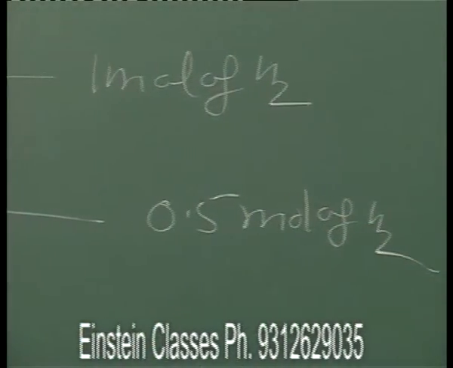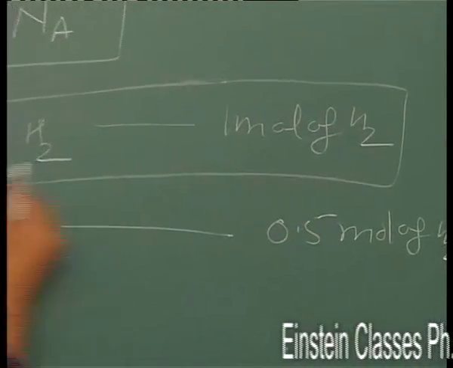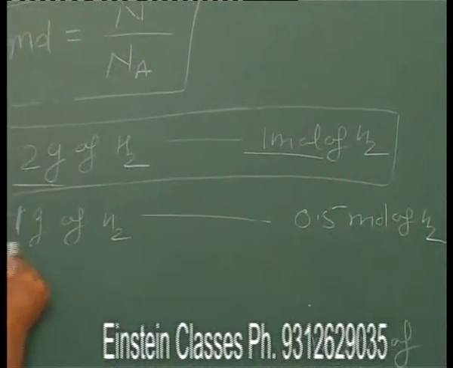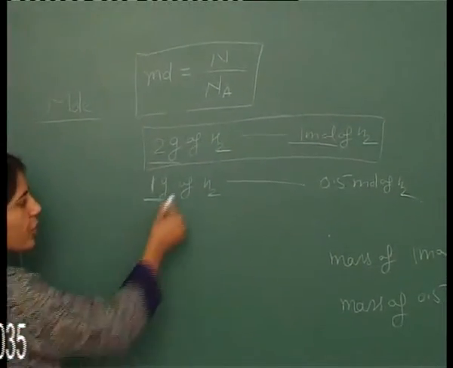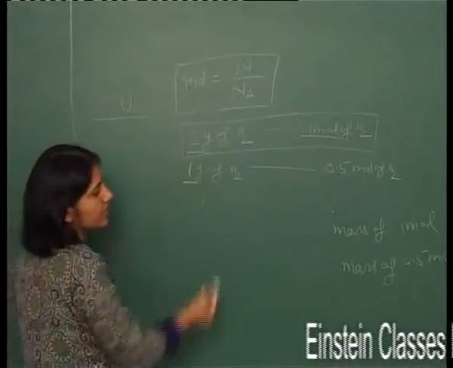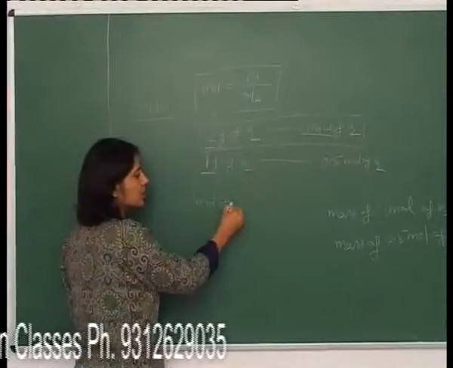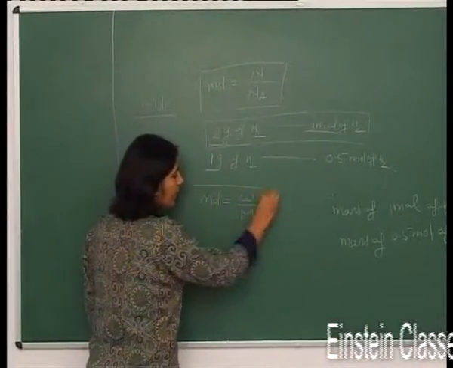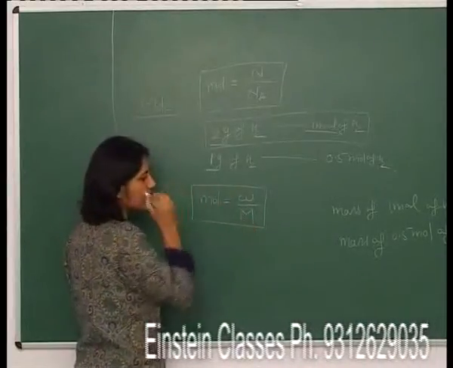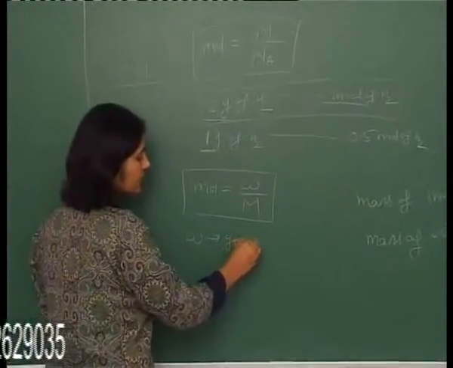So mole is related to the mass with the help of this relation. If we know how much mass is equivalent to 1 mole, then only we can find out X gram of hydrogen is equivalent to how many moles. From here we can find another general relation: mole of a substance is equal to the given mass divided by the molar mass. M we have already assumed to be the molar mass, and W is the given mass.